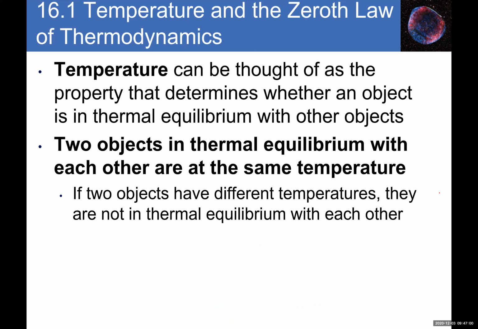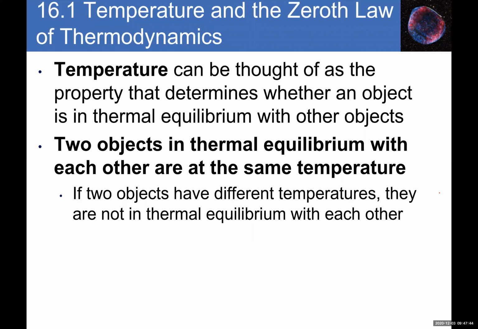All right, so let's look at what temperature is. Temperature can be thought of as a property that determines whether an object is in thermal equilibrium with other objects. That means when you're using a thermometer to measure the room temperature, you allow your thermometer to reach thermal equilibrium with the room, the air molecules and so on. Once thermal equilibrium is achieved, the temperature of your thermometer no longer changes. Then you can say my thermometer is in equilibrium with the room air molecules, which we can call the environment.